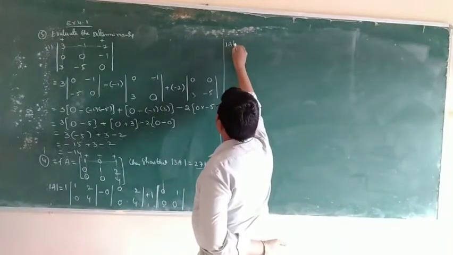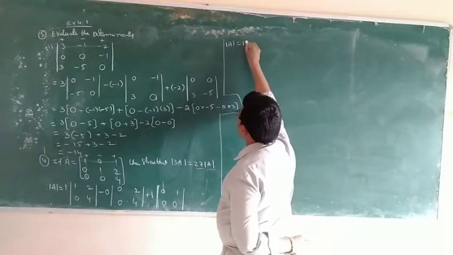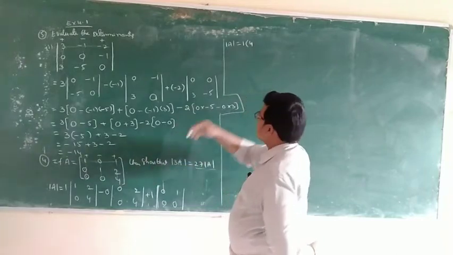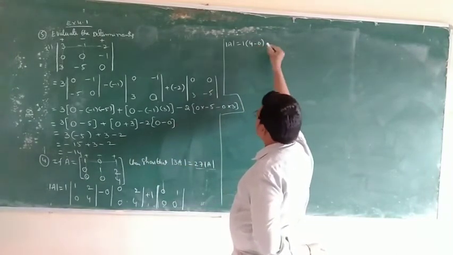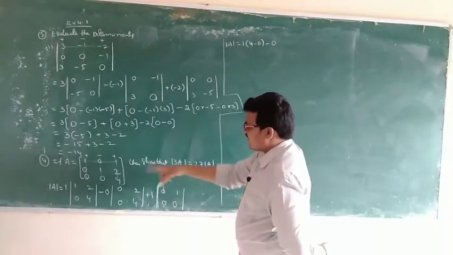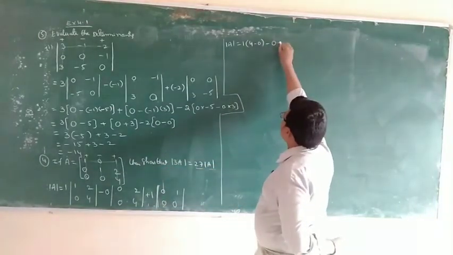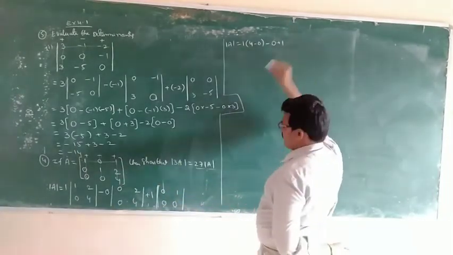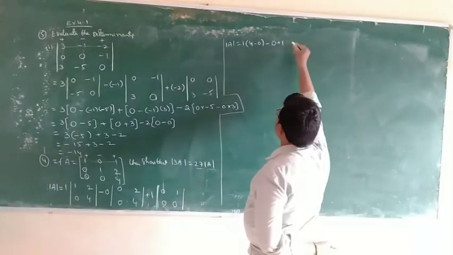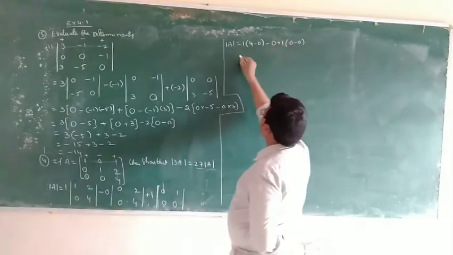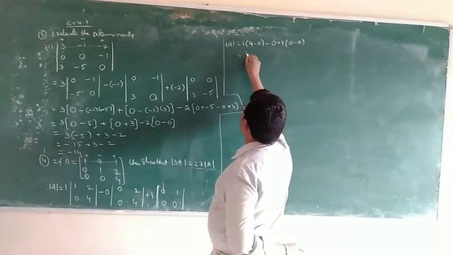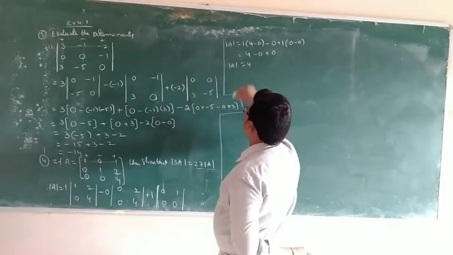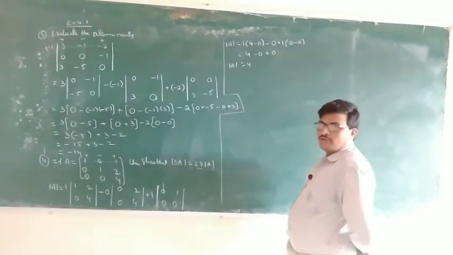So det A is equal to 1 into, what is the value? 1 into 4 minus 2 into 0, 0. Next minus 0 into anything is 0, plus 1 into 0 into 0 minus 1 into 0 is 0. So that is equal to 1 into 4 minus 0 plus 0. So the value is 4. Determinant of A is equal to 4.